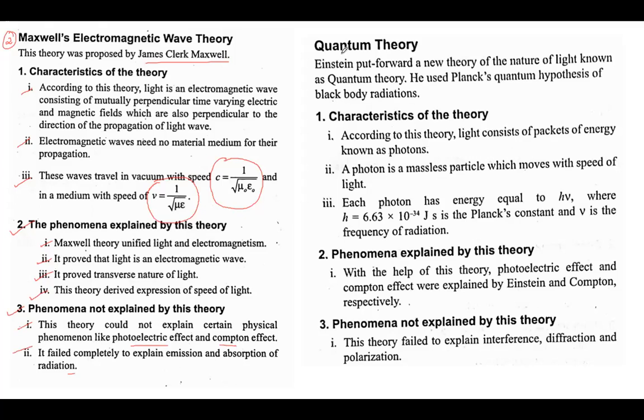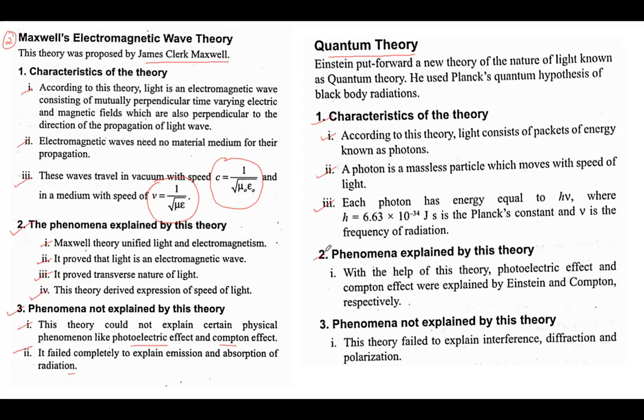Now, quantum theory of light. Einstein put forward a new theory of the nature of light known as quantum theory. He used Planck's quantum hypothesis of black body radiations. Now, characteristic of the theory was, according to this theory, light consists of packets of energy known as photons. A photon is a massless particle which moves with speed of light. Each photon has an energy equal to h into nu, where h is the Planck's constant 6.63 into 10 to the power minus 34 joules per second, and nu is the frequency of radiation.